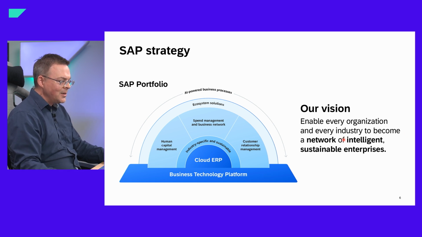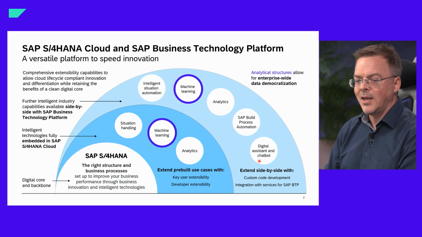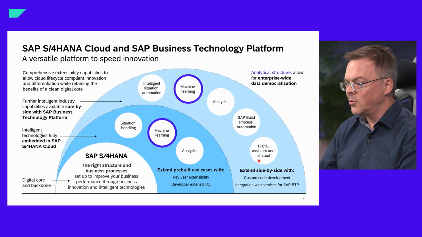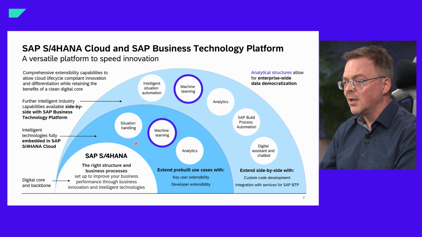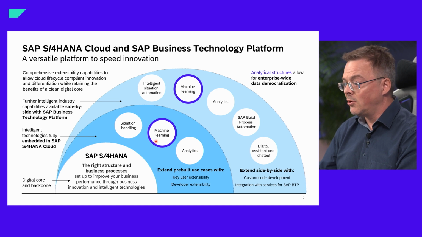When we are talking about intelligent enterprises, we need to talk about intelligent services provided by SAP, so let's look at this in our next slide. SAP offers intelligent solutions in a variety of different ways, such as situation handling or predictive analytics, or as it is the case with ISLM, with machine learning.